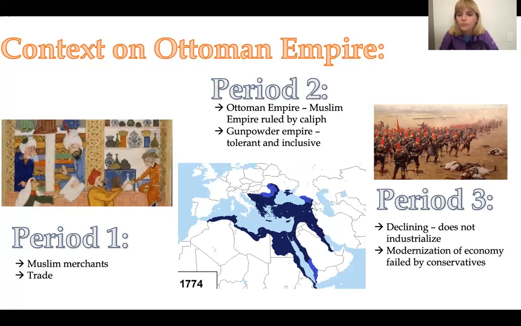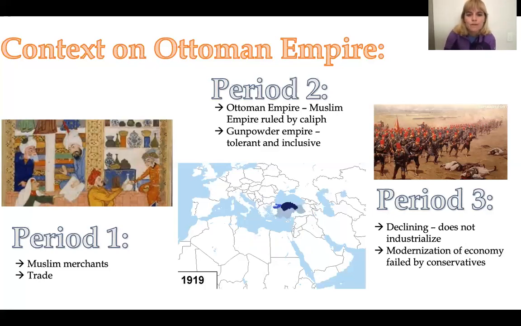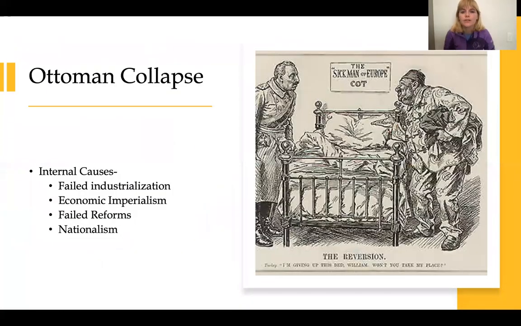All right. So ultimately, when they try to modernize their economy, it fails because of those conservative leaders. Okay. So this all gets us to period 4. The Ottoman Empire is going to collapse because of a bunch of different reasons. So the internal causes, all right, within the empire, industrialization fails.